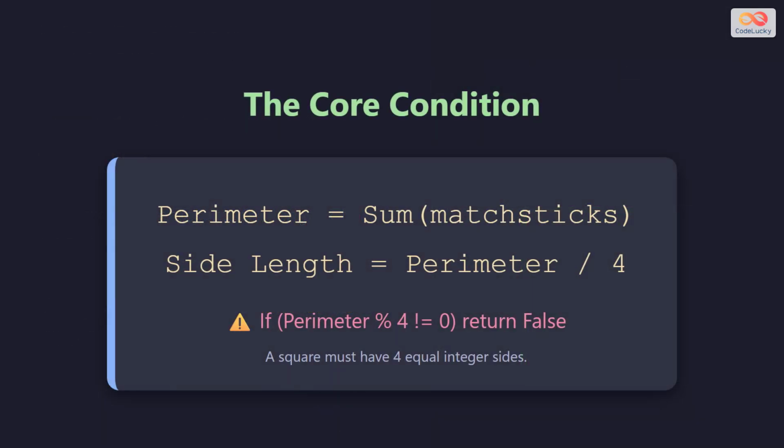Before we jump into the algorithms, let's look at the math. A square has 4 equal sides. This means the sum of all matchstick lengths must be perfectly divisible by 4. If the total sum is not divisible by 4, we can immediately return false. Also, the target side length will be the total sum divided by 4.